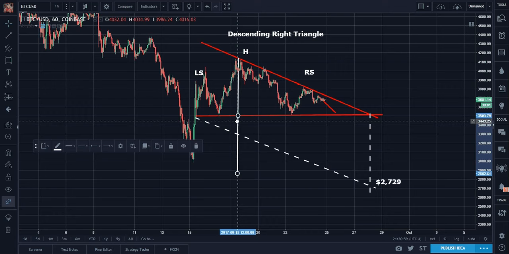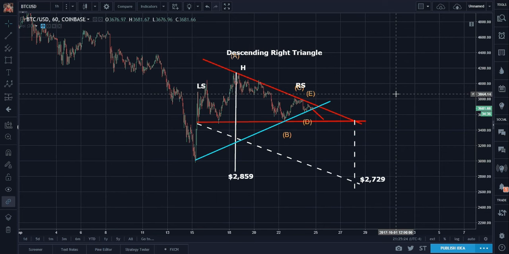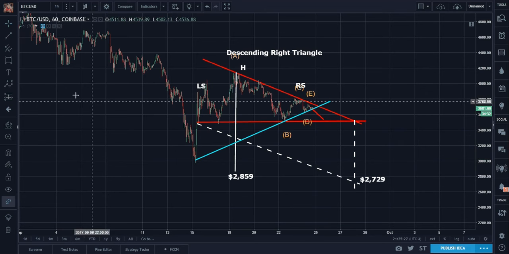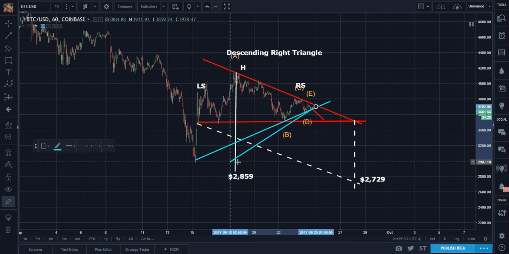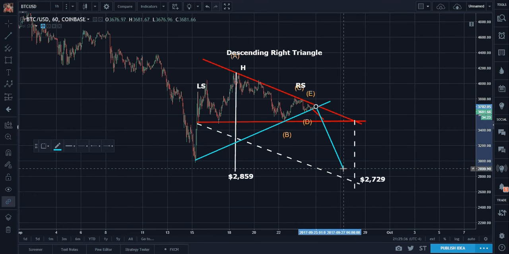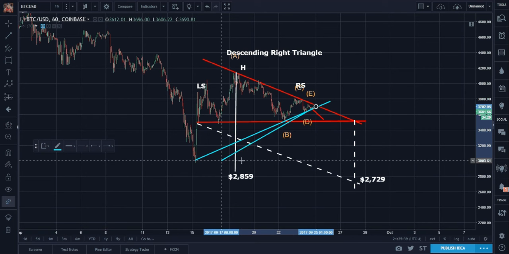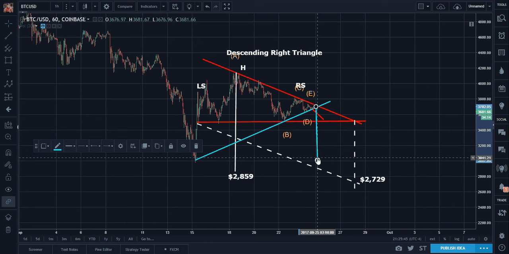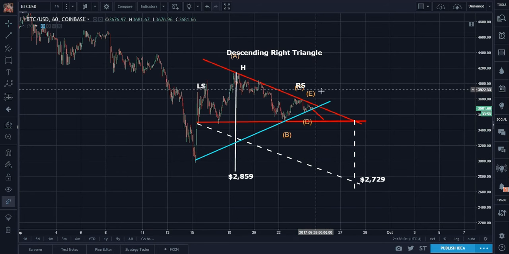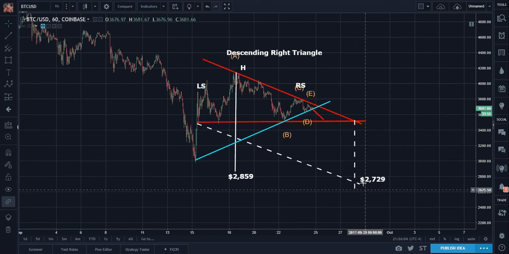27, 29. E, we can call it. And this A, B, C, D, E, minimum projection is the start of its origin. At least this is the way I've been taught. But usually this means it's a continuation pattern of the decline.